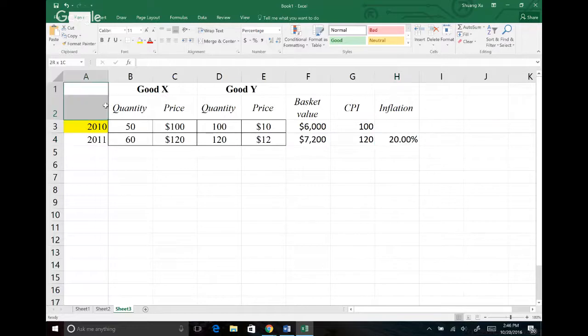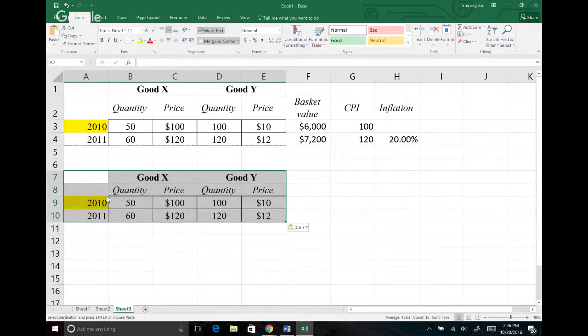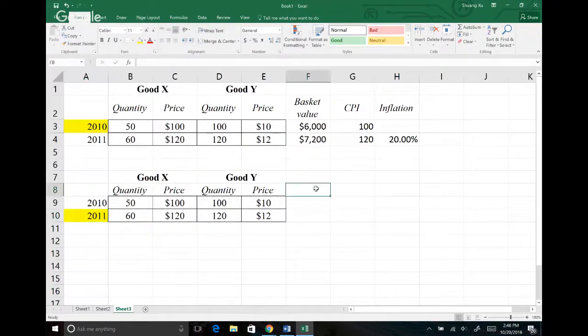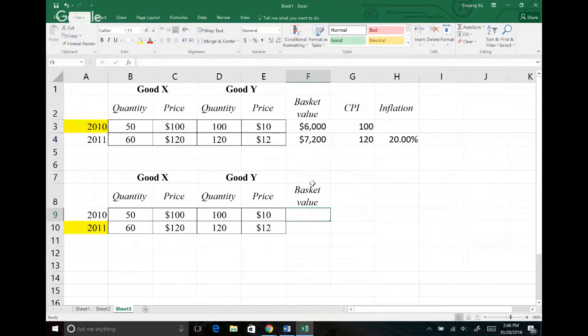And then next, let's do the same thing for 2011 as the base year. So let's do 2011 as our base year. All right, so basket value. Now we're going to use our 2011 quantity. So that will be 60 times 100 plus 120 times 10.